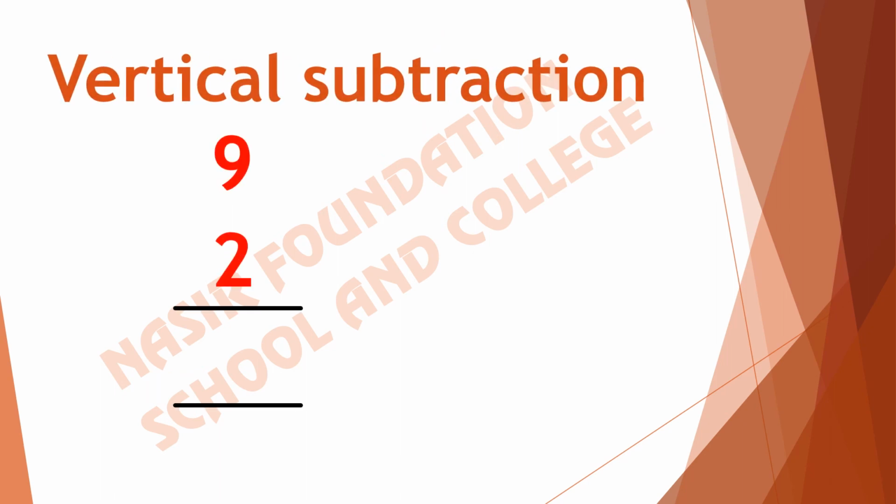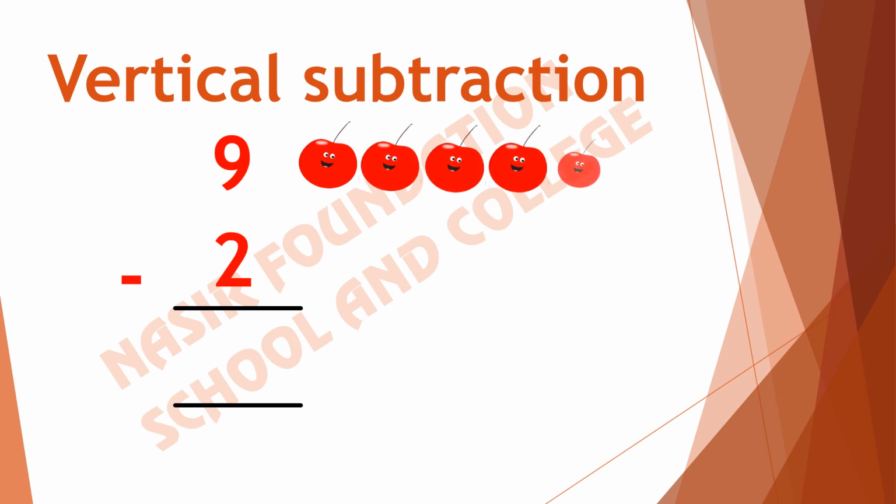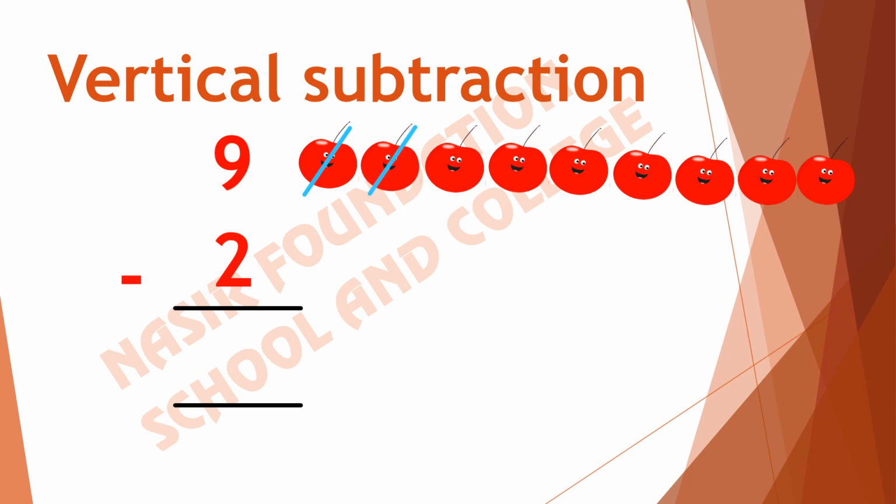We will write them in vertical form and we use this sign to show the subtraction. 1, 2, 3, 4, 5, 6, 7, 8, 9. Out of 9 we have to subtract 1, 2. Now how many cherries are left? 1, 2, 3, 4, 5, 6, 7. We are left with 7 cherries. It means if we subtract 2 from 9, we are left with 7.